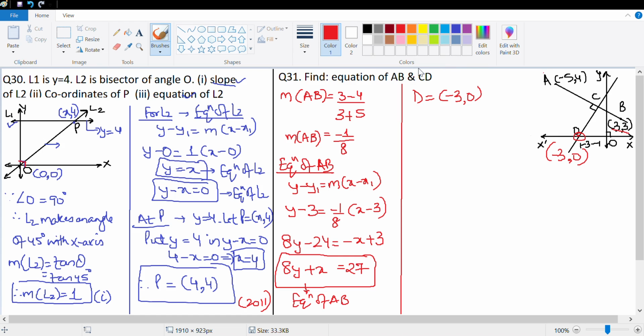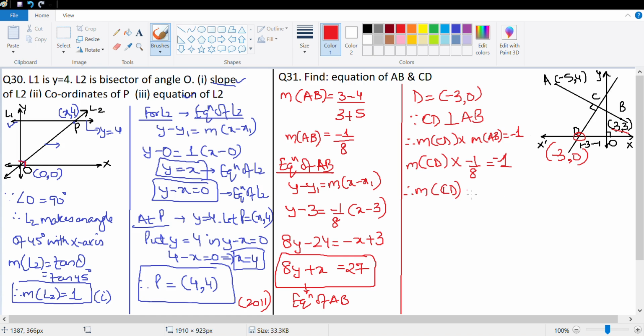And we need to figure out the slope of CD. So since CD is perpendicular to AB, therefore slope of CD into slope of AB is equal to -1. In this case, slope of CD multiplied with slope of AB, which we calculated as -1 upon 8, is equal to -1. Therefore, slope of CD would be equal to 8. Perfect. So slope of CD is equal to 8.